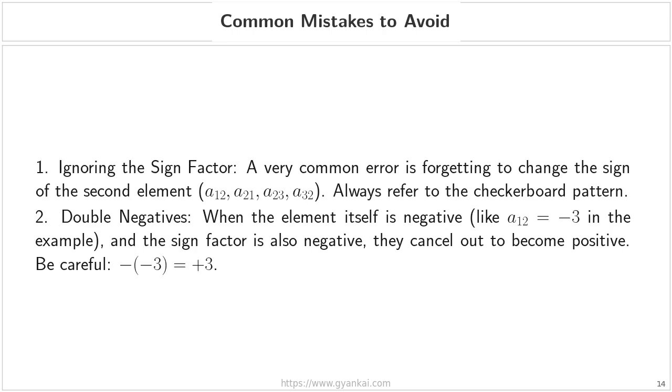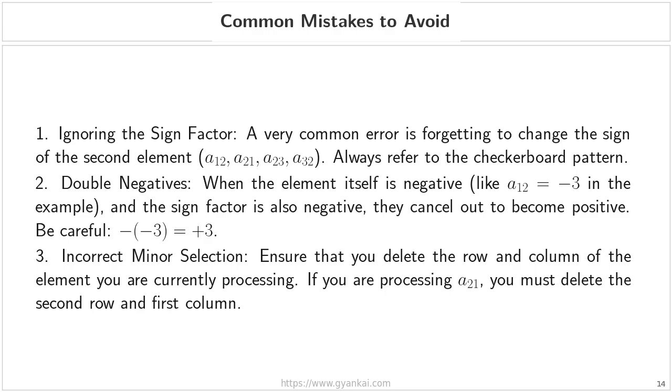Second, be extremely careful with double negatives. This is a classic trap. As we saw in our detailed example with the element A12, which was -3, the sign factor for that position was also negative. When you multiply a negative sign factor by a negative element, they cancel each other out to become positive. Always remember that -3 multiplied by -1 equals +3. If you don't track those signs carefully, your entire sum will be incorrect.